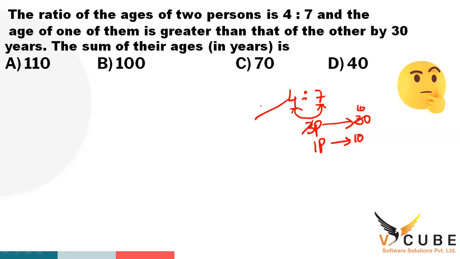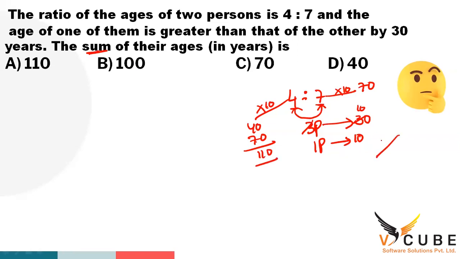So first find out your age. Your age is 4 parts. 1 part is how much? 10 years. So 10 into 4, 40 years. Your age is 40 years. Find out my age. I am 7 parts. 1 part is equal to 10 years. So 7 into 10, 70. The sum of our ages, both ages: 40 plus 70, 110 years.